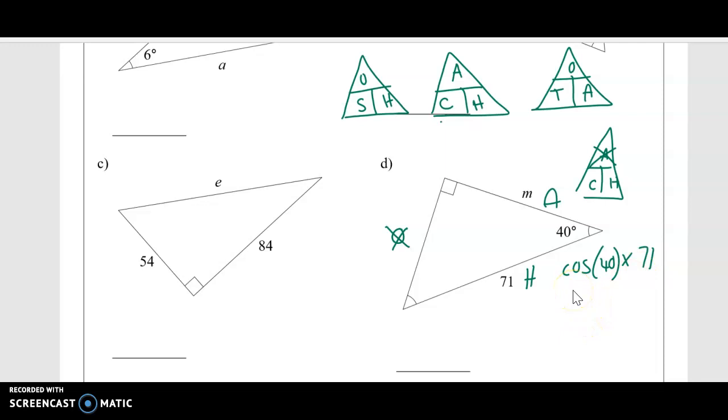So you put this in the calculator, cos 41, close brackets, times 71, and to 1 decimal place is 53.6. Hopefully that's helpful in further using your trigonometry identities. Okay, so these 3 need to be learned.